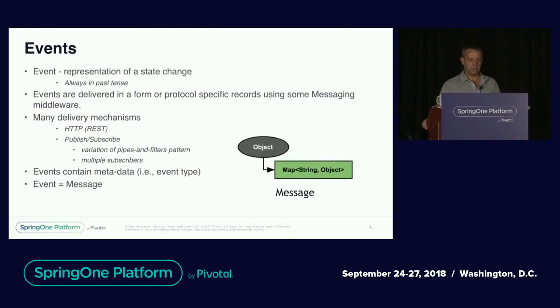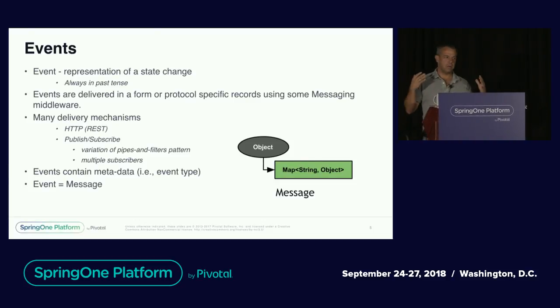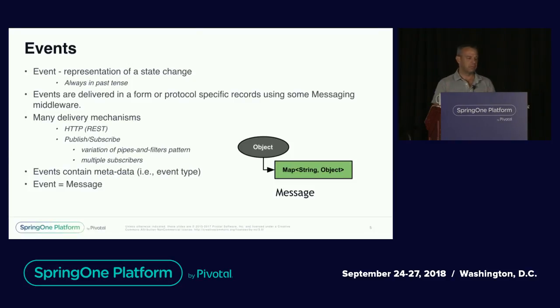So events are everywhere. An event is a representation of a state change, right? One important attribute of an event is that it's always in the past tense. If you see an event, it already happened. I like how John Schneider points out some of the improper method names, like time, now. Well, that's not now, it's already happened, right? So events are always in the past, and they're delivered in the form of protocol-specific records using some kind of messaging middleware.